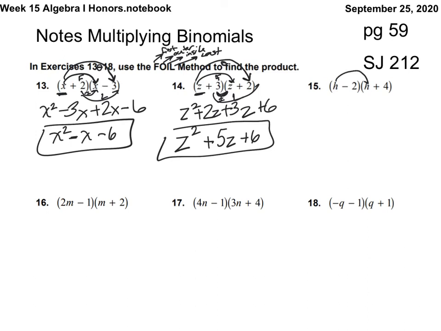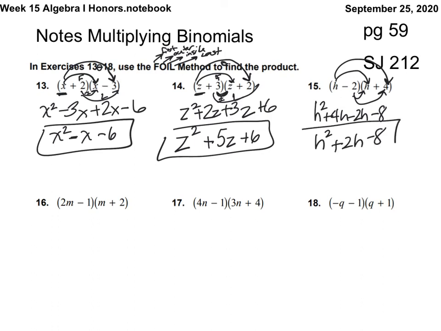15. First terms. H squared. Outside terms. Positive 4h. Inside terms. Negative 2h. Last terms. Negative 8. Combine like terms. 4h and negative 2h is positive 2h minus 8.